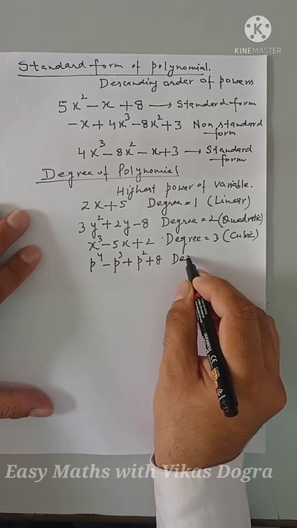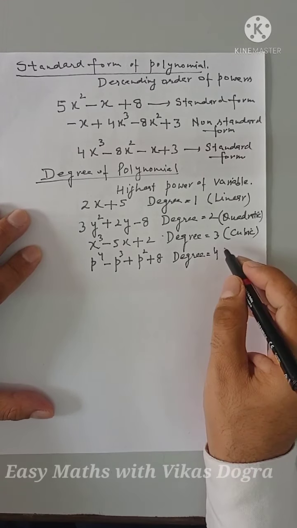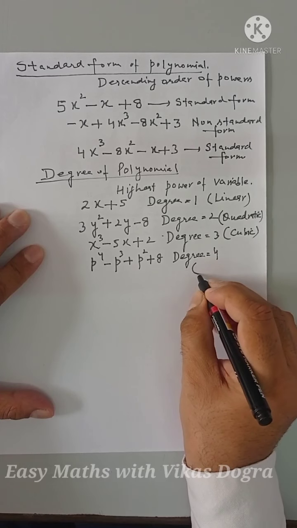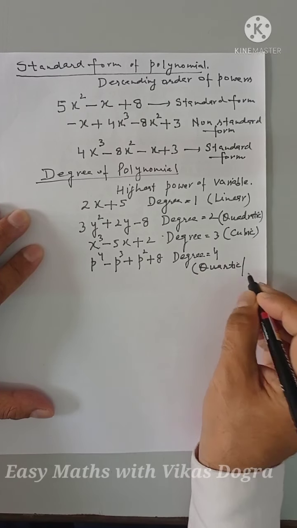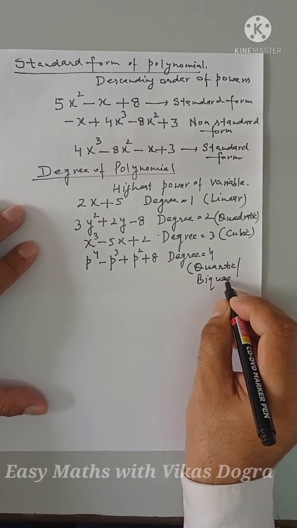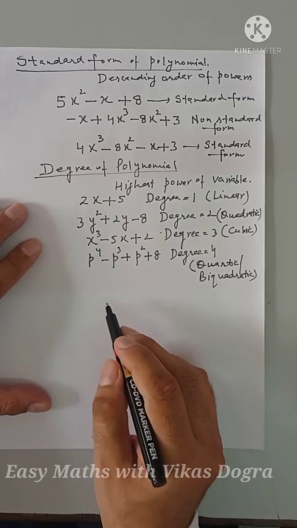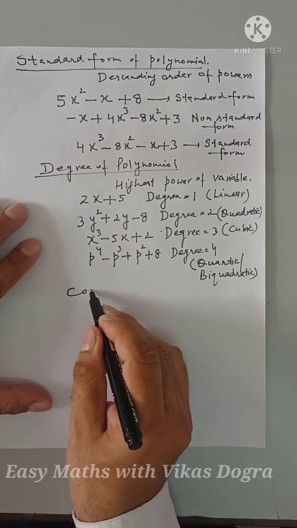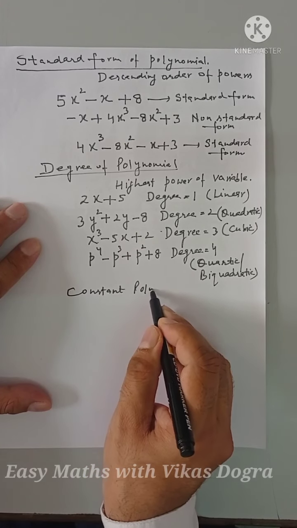You can observe that here the degree is 4, and when any polynomial has degree 4 it is called a quartic, or biquadratic polynomial. All right.